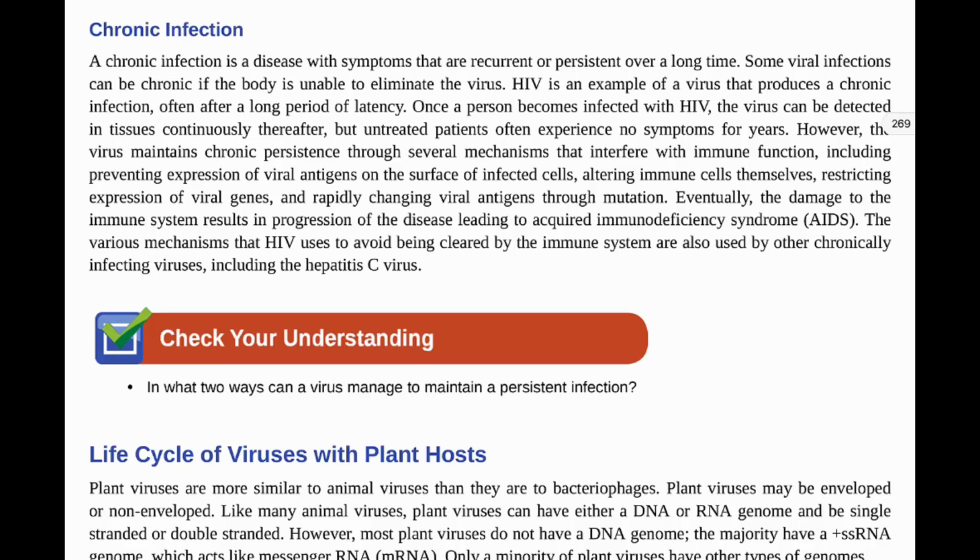Then we have our chronic infection, which is the other type of persistent infection. A chronic infection is a disease with symptoms that are recurrent or persistent over a long time. So in this case, it doesn't go dormant. It's going to continue to cause issues, continue to cause persistent infection over time. Some viral infections can be chronic if the body is unable to eliminate the virus. An example is HIV. Our body is unable to eliminate HIV, so it stays within the body, causing a chronic infection.